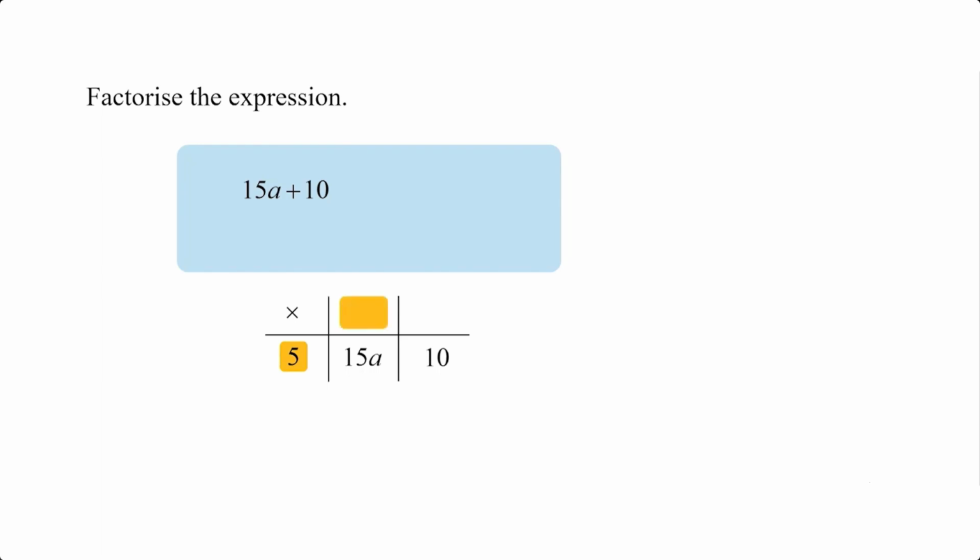5 multiplied by something gives 15a. If we start with 5, then to get 15a, we need to multiply it by 3 and by a. Next, 5 multiplied by something gives 10, so the something must be 2. Now we can write down the answer. The factor goes outside the brackets and the other terms go inside the brackets. So the factorized expression is 5 multiplied by 3a plus 2.